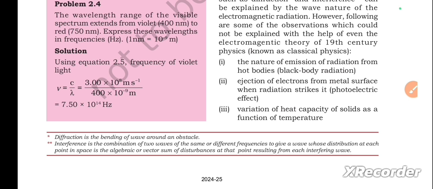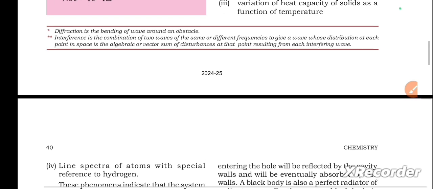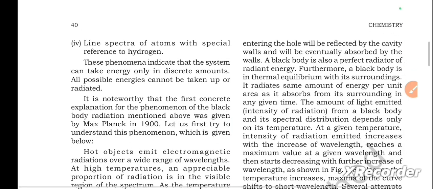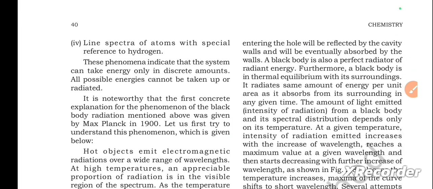First point, the nature of emission of radiation from hot bodies, black body radiation. Second point, ejection of electrons from a metal surface when radiation strikes it, the photoelectric effect. Third point, variation of heat capacity of solids as a function of temperature. Fourth point, line spectra of atoms with special reference to hydrogen. These phenomena indicate that a system can take energy only in discrete amounts. All possible energies cannot be taken up or radiated.